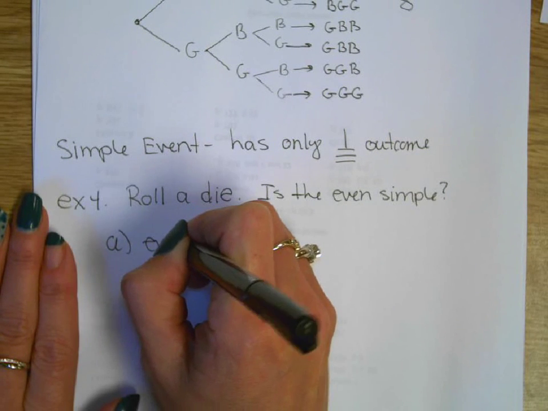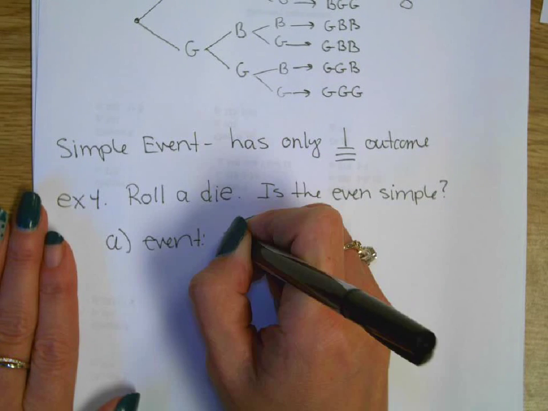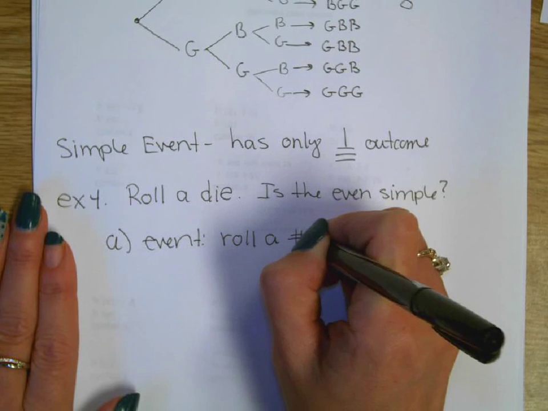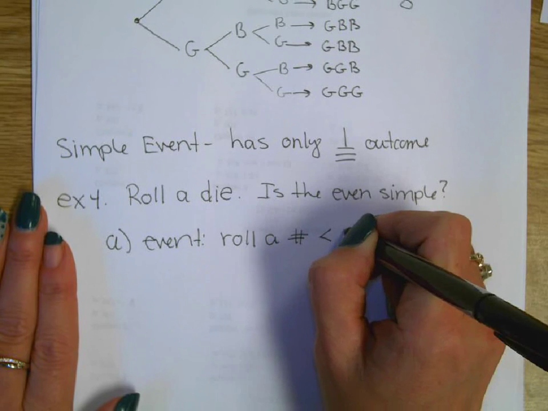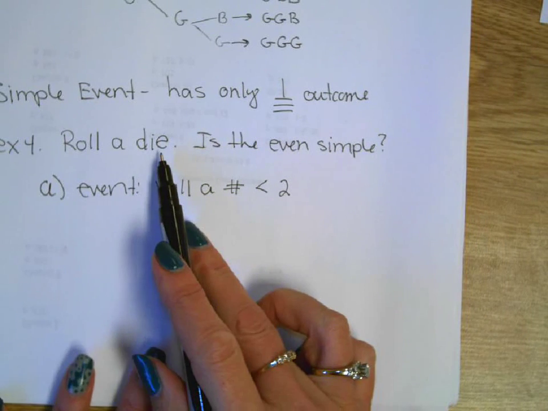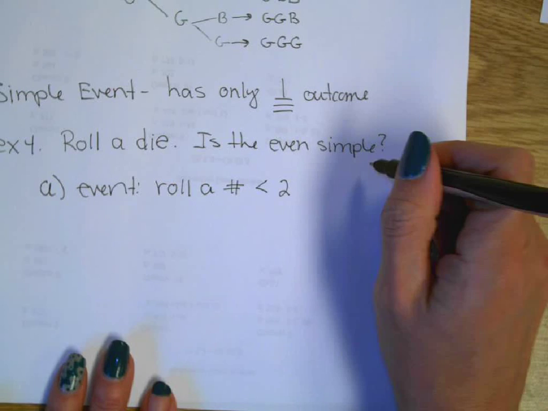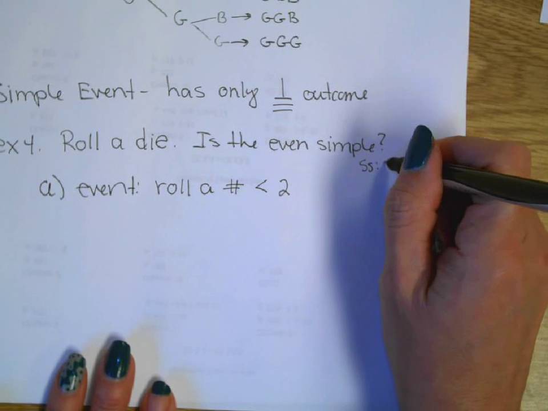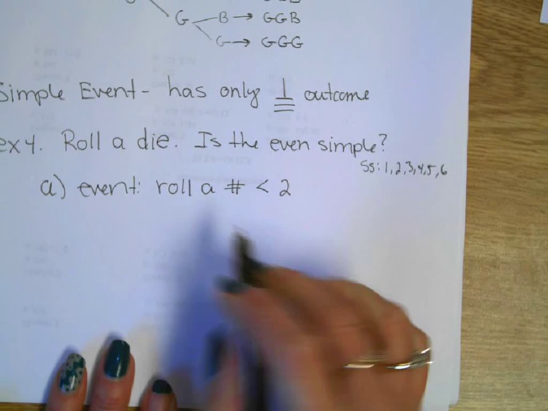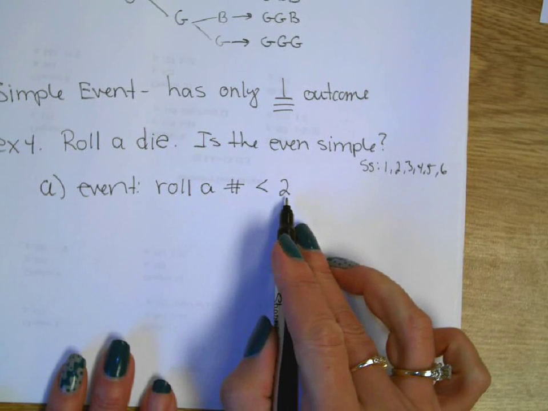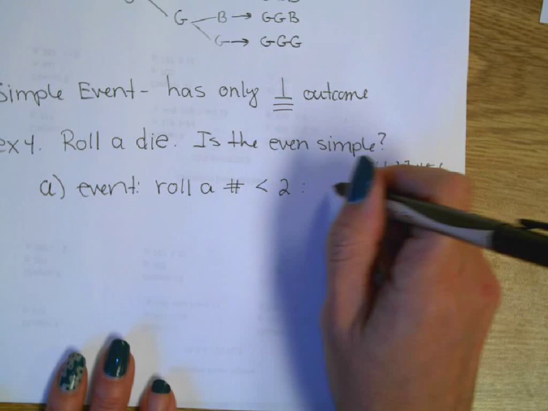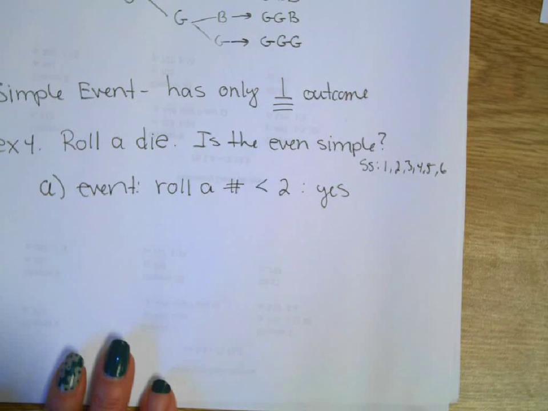So the event we're first going to look at on rolling a die is roll a number less than 2. Okay, so you got to ask yourself, think about rolling a die. The sample space is 1, 2, 3, 4, 5, and 6. Well, how many numbers on the die are less than 2? Well, looks like there's only one, just the number 1. So this is a simple event. So I'm answering yes to simple.